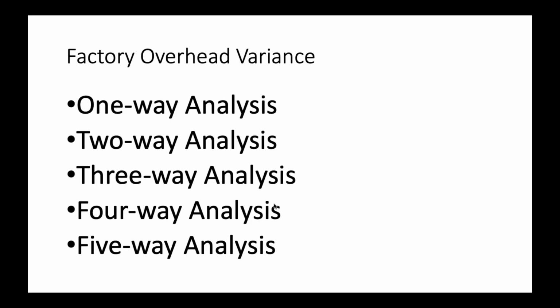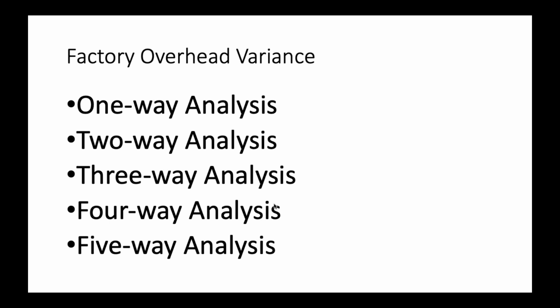Okay, let's go to factory overhead. We have here 5 ways of analyzing the variance for factory overhead: 1 way, 2 way, 3 way, 4 way, and 5 way. But we will only discuss 2 way, 3 way, 4 way analysis.